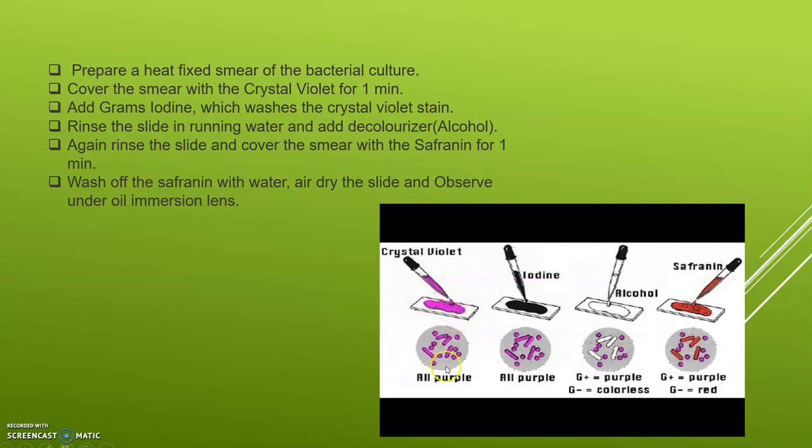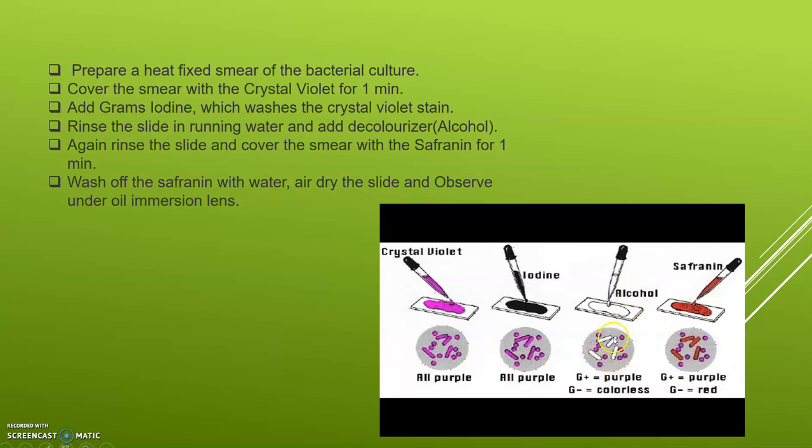So first, when crystal violet was added, all the bacterial cells get stained and appear purple. Then we add Gram's iodine. When Gram's iodine is added, the crystal violet and Gram's iodine together form a larger complex than the crystal violet or Gram's iodine alone. So this forms a complex of crystal violet and iodine, and that complex is insoluble in water. Third step is the decolorization step.